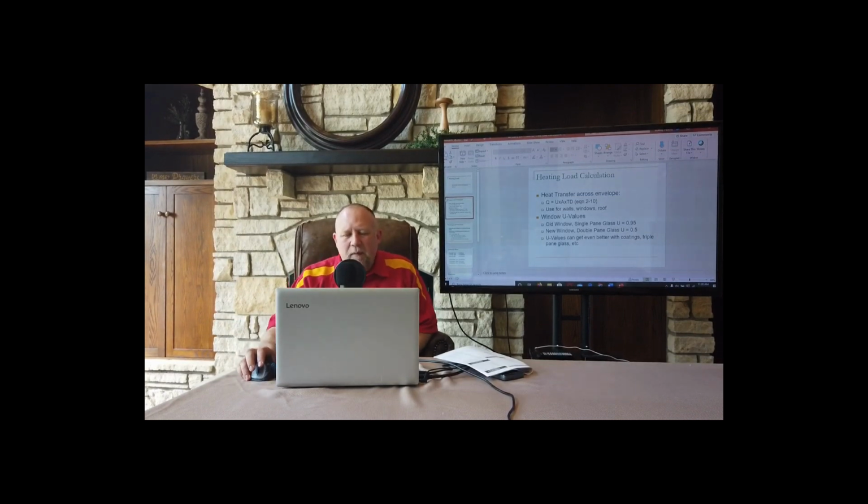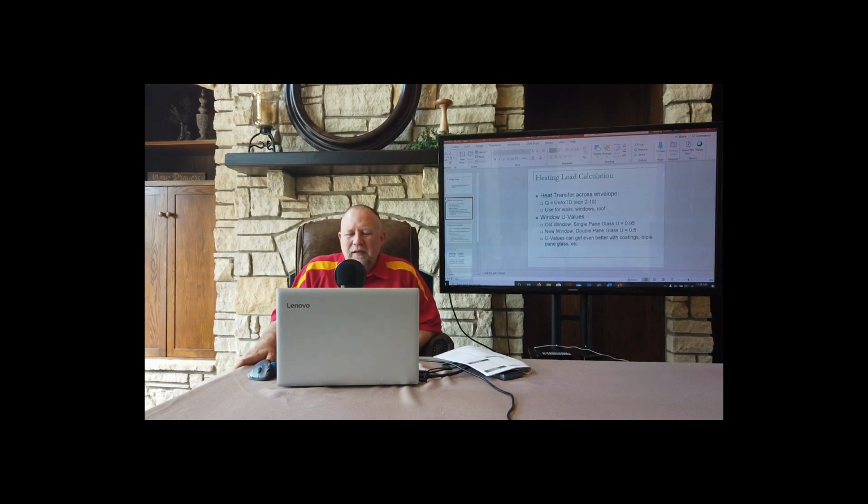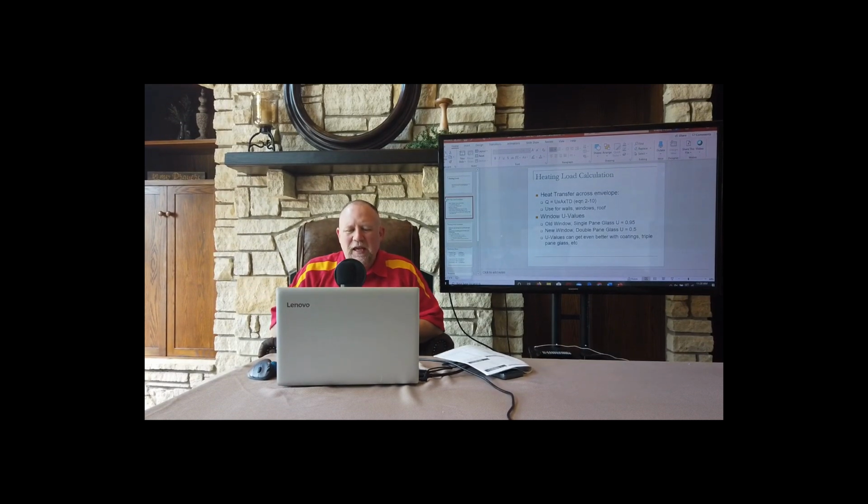From yesterday, we discovered the equation Q equals U A delta T. We use this any time we've got a difference in temperature and some barrier in between. It's hot outside, it's cold outside, whatever. If I'm going to have heat transfer across something like a wall, a roof, a piece of glass, I'm going to use U A delta T. Don't forget, the U value is just the inverse of the sum of the R's.